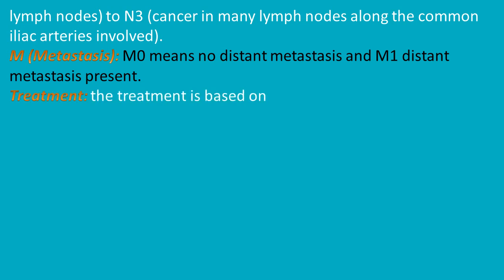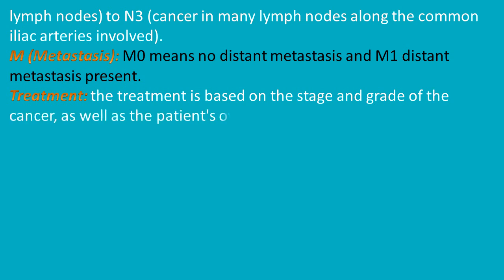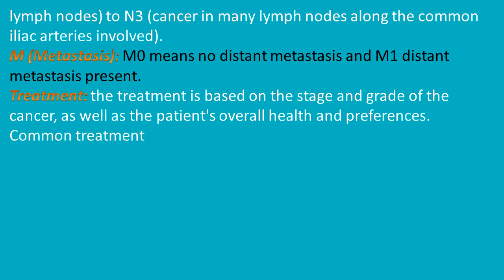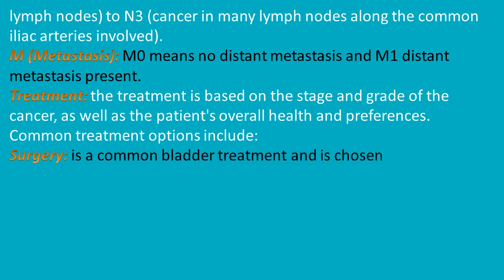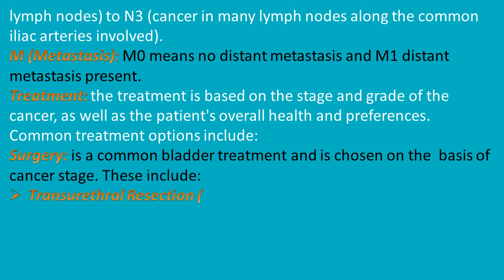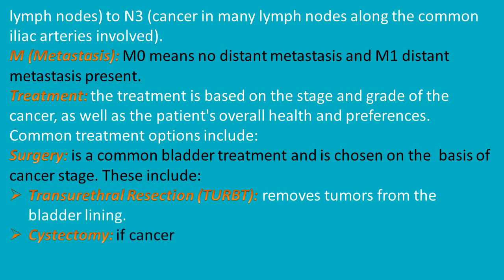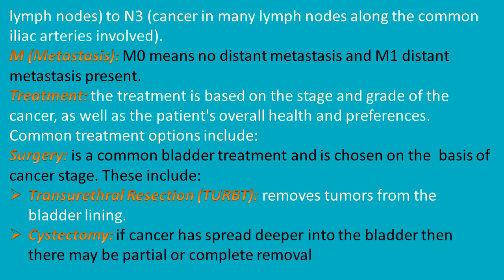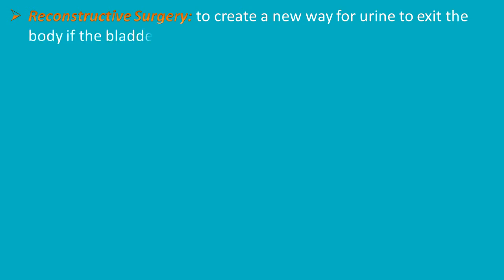Treatment. The treatment is based on the stage and grade of the cancer, as well as the patient's overall health and preferences. Common treatment options include surgery, which is a common bladder treatment and is chosen on the basis of cancer stage. These include transurethral resection, TURBT, which removes tumors from the bladder lining. Cystectomy: if cancer has spread deeper into the bladder, then there may be partial or complete removal of the bladder. Reconstructive surgery creates a new way for urine to exit the body if the bladder is removed.